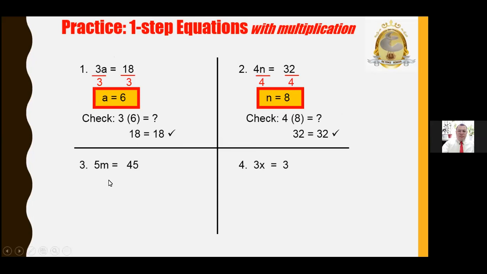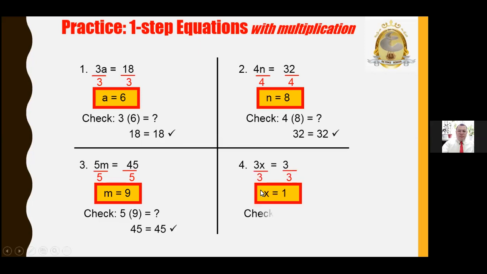Question number 3, 5m equals 45. 5m, this is also multiplication. To find the value of the variable m, we will move 5 to the other side as division. 45 divided by 5 equals 9. Then the value of the variable m equals 9. The last one, 3x equals 3. We will divide by 3 to get the value of the variable x.